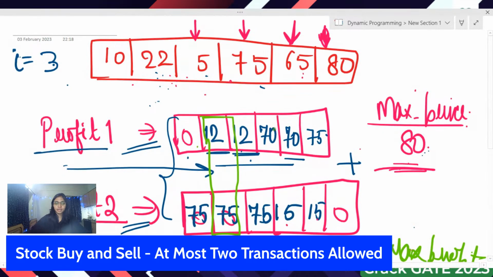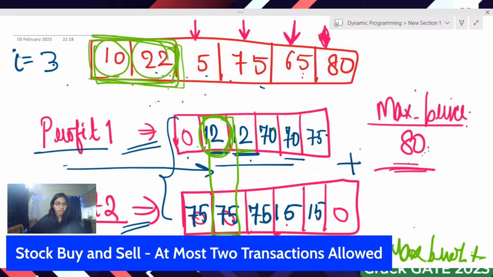Okay, here see, when you are considering this 12, what does this 12 mean? This is 22 minus 10, right? So here the 12 means what? When the stock was bought at 10 and sold at 22. Okay, when this one transaction was made. So here 12 means that till now the maximum value that you can get by making a transaction is 22 and 10, right?